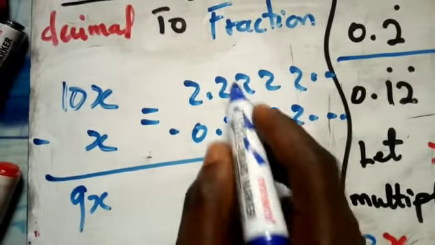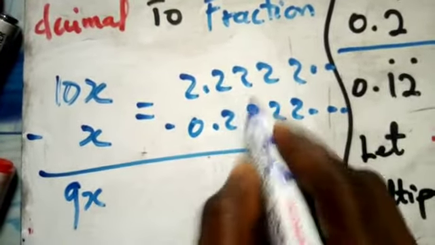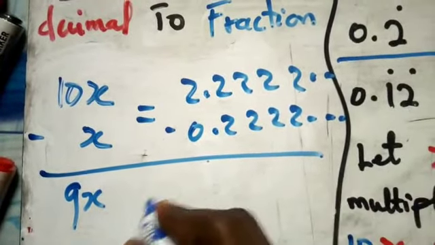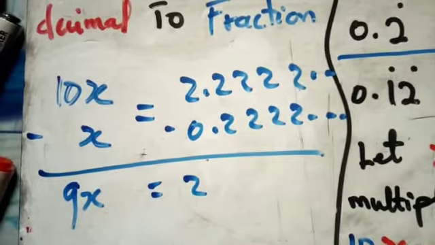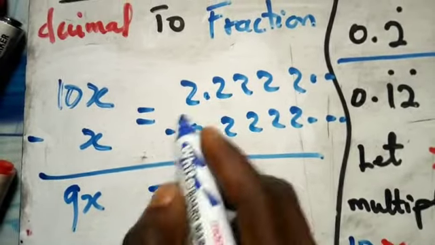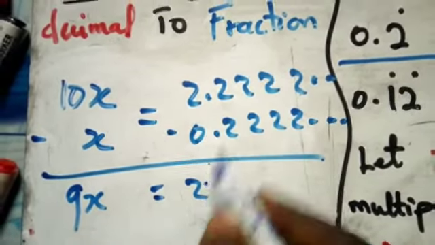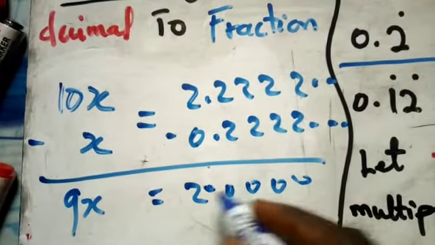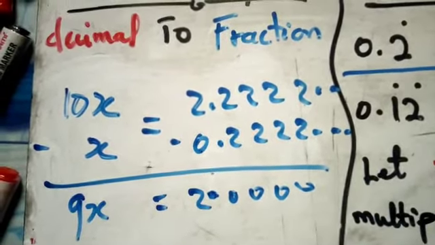And then what will happen? This minus that, everything here will cancel out, right? Everything after the decimal point. That is the main reason why we are multiplying. Is that okay? So here will just be equal to 2. Right? Can you see that? So 2 minus 0 gives me 2. So here will be 2.00000, so the zeros we don't consider. Anything after that is just zeros.